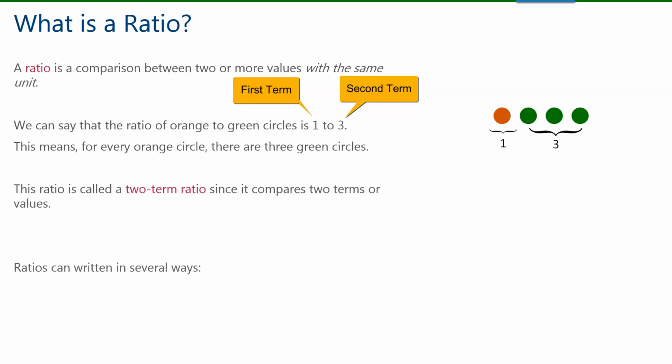Ratios can be written in several ways. 4 with a colon 5, which reads as 4 to 5. You can actually write out 4 to 5, or 4 over 5 as a fraction. And if it can be written as a fraction, then it can also be written as a percent. And 4 over 5 would be equal to 80%.